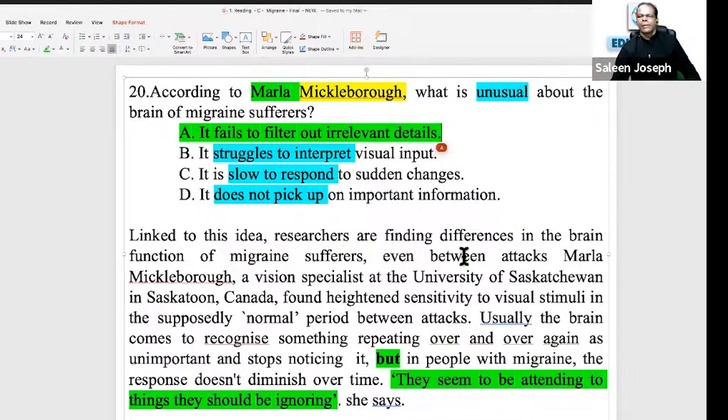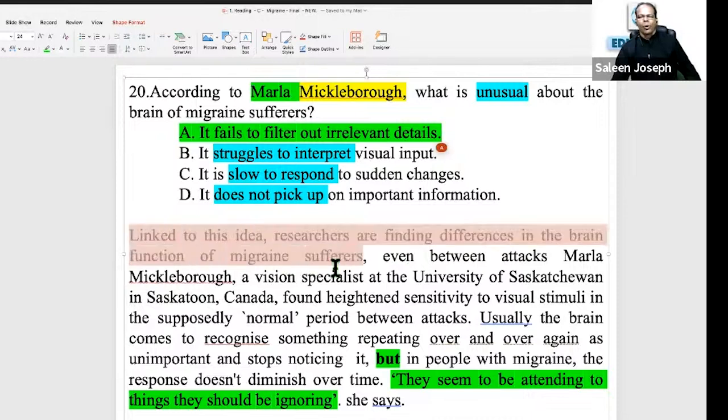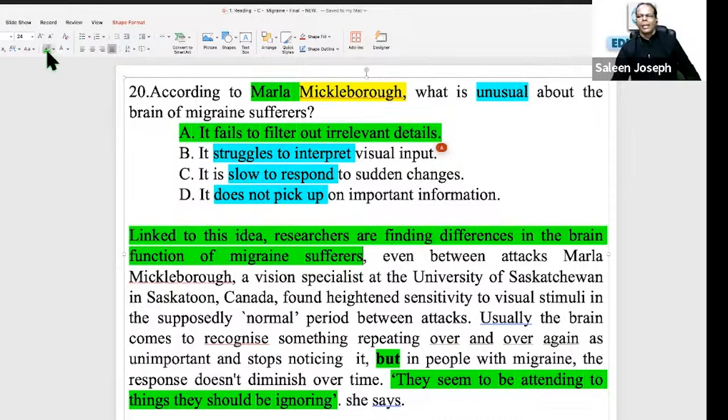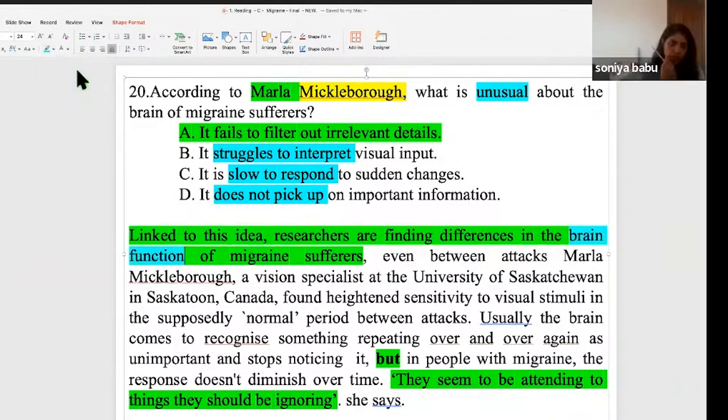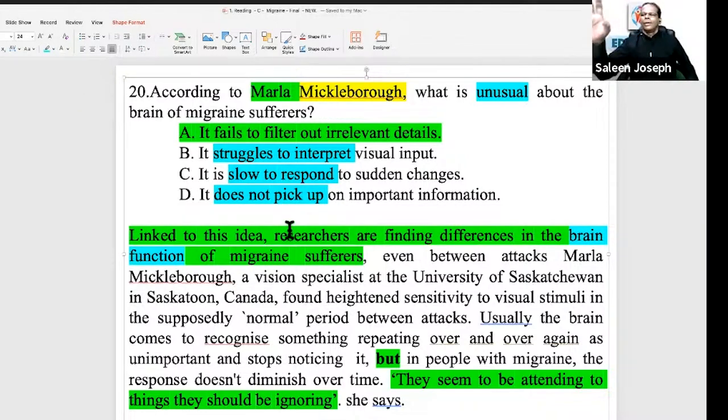Linked to this idea, researchers are finding differences in the brain function of the migraine sufferers. See, this is a topic sentence, and it speaks about the brain function. So now you have to look for, as I taught you the strategy, if the topic sentence speaks about function, function 1, function 2, function 3. If it speaks about effects, effect 1, effect 2, effect 3. If it speaks about a problem, reasons 1, 2, 3. If it speaks about a problem, solution 1, 2, 3.